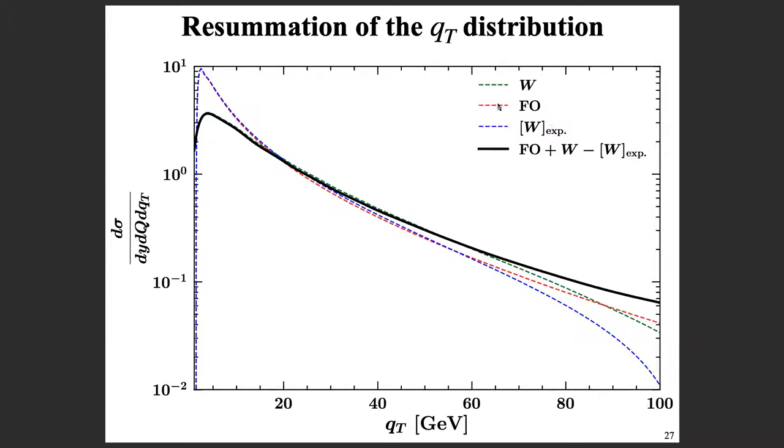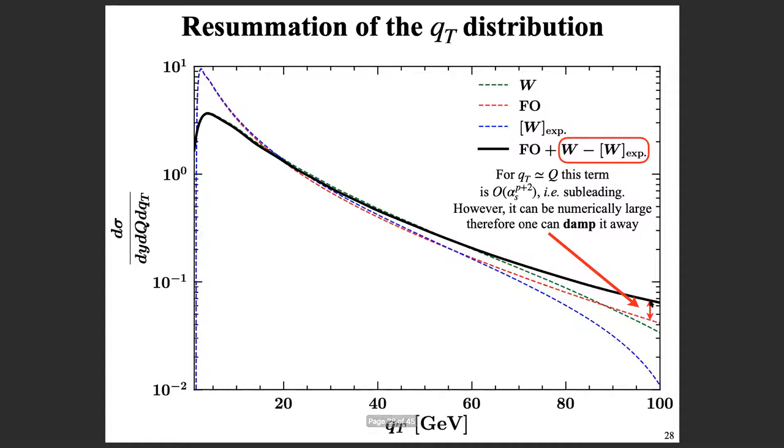And then you have the expansion of the W term to the same order of the fixed order. And then what you see is that blue and red curves tend to be very similar at small QT. And this is a confirmation of the fact that the log enhanced term in the fixed order and the expansion of W match. And that's actually what happens. And then what I've done in the black curve is to just mix them. So you have the W and then you have the Y term, which is the fixed order minus the expansion.